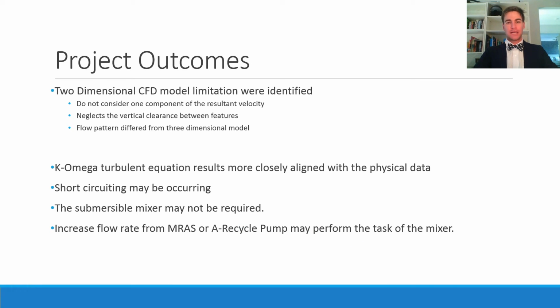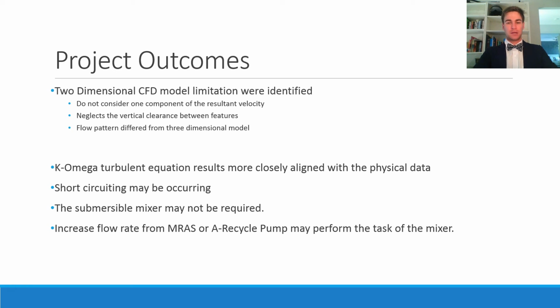Highlighted from the computational fluid dynamic modelling was the limitation of 2D modelling compared to 3-dimensional modelling. Neglecting the vertical clearance between features produces unrealistic outcomes. Also, the 2-dimensional model neglects one component of the resultant velocity, and this too influences the flow pattern. Therefore, as computational power has significantly increased, it would be strongly recommended to undertake 3-dimensional modelling, as it is able to illustrate the true hydrodynamic performance.